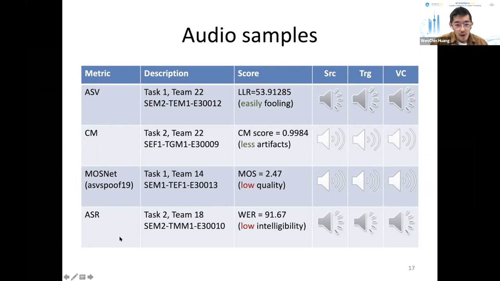Finally, we come to the ASR. So this one is also having a low intelligibility, with a word error rate of about 91%.